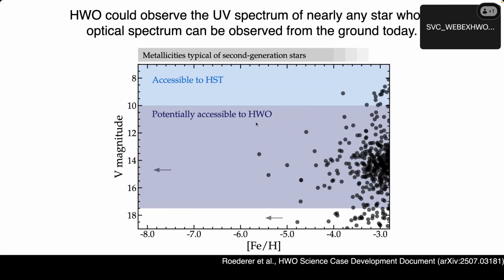Here's the other major advance that HWO offers. And this is the reason this work has not already been done with Hubble. So the figure shows the V magnitude of known metal poor stars as a function of metallicity. With Hubble, you're basically limited to V magnitudes brighter than about 10. With Habitable Worlds Observatory, you can observe nearly any star in the UV whose optical spectrum you can get from the ground today.